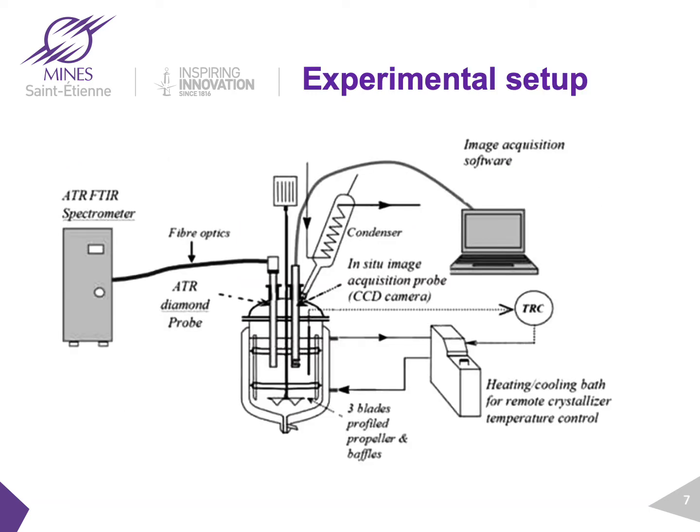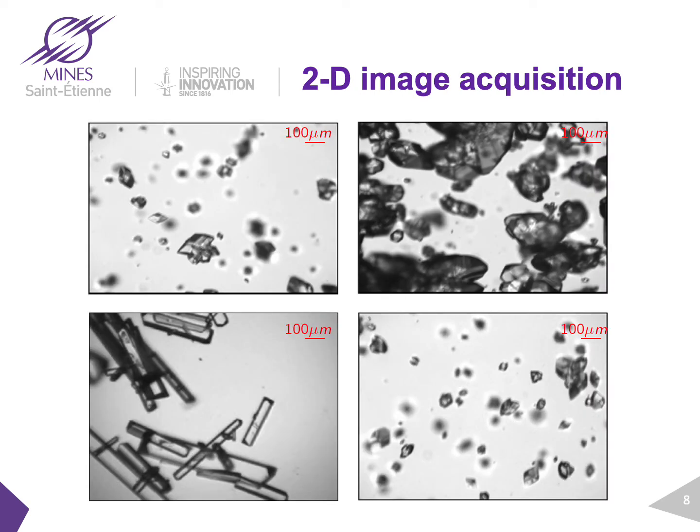On this slide, you have an illustration of the experimental setup we have in our lab. On the main part, you have the reactor with the crystals and the liquid inside, and a stirrer to mix the flow. You have different kinds of sensors, and one of them is the in situ image acquisition probe with a CCD camera, and so it's possible to capture images of the crystals.